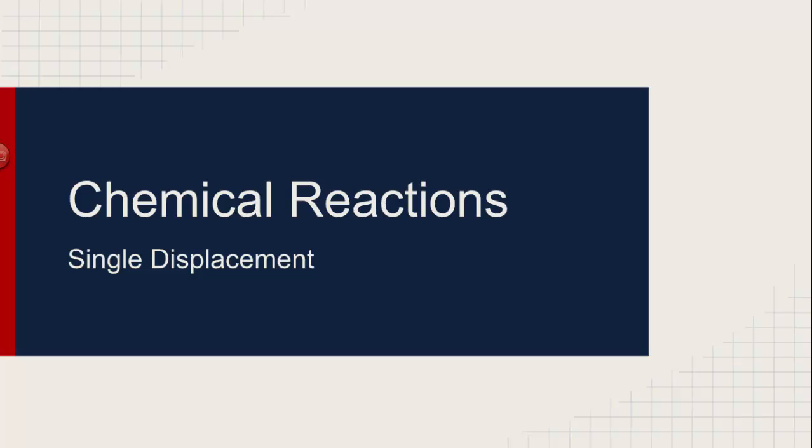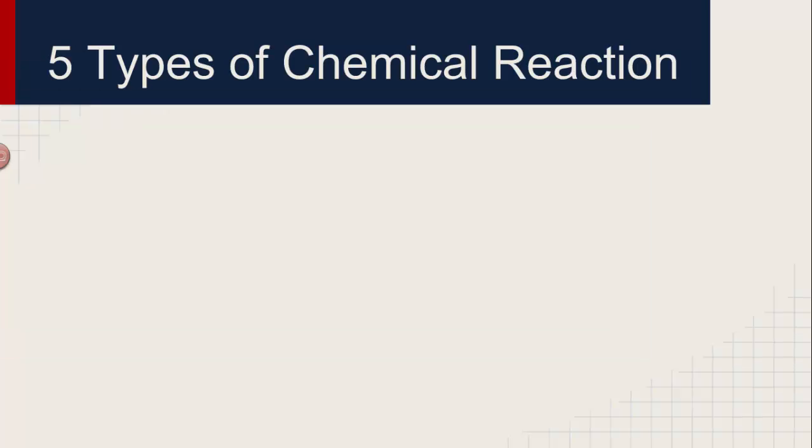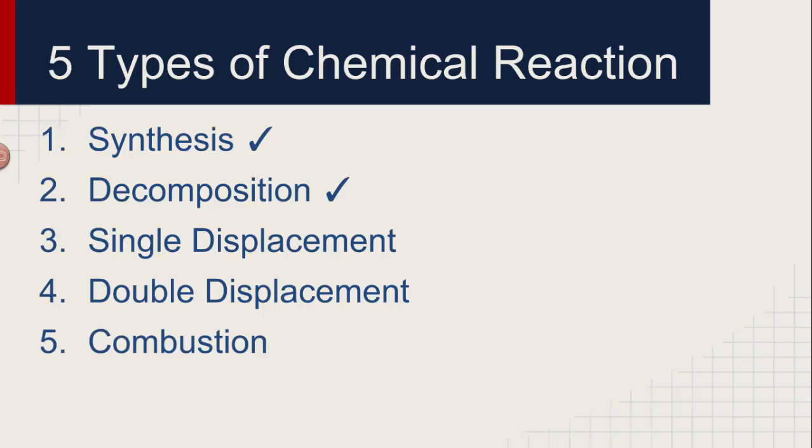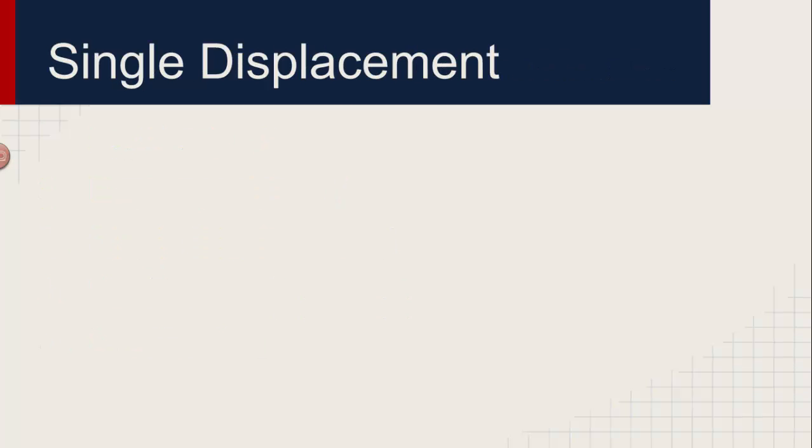All right, so we're going to talk a little bit about the next type of chemical reactions. We've already looked at synthesis, we've already looked at decomposition. The next one up is single displacement. Remember, we still have two more after that. Okay? Single displacement, characterized by this general form.